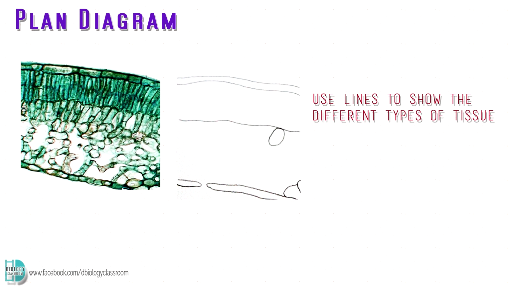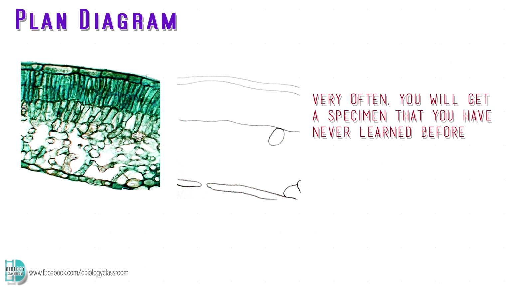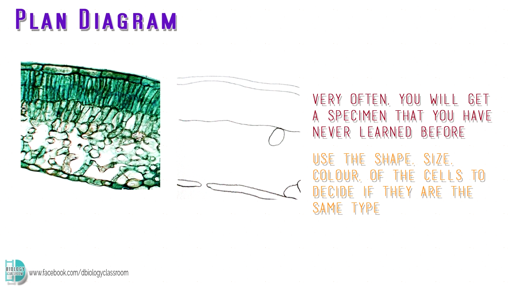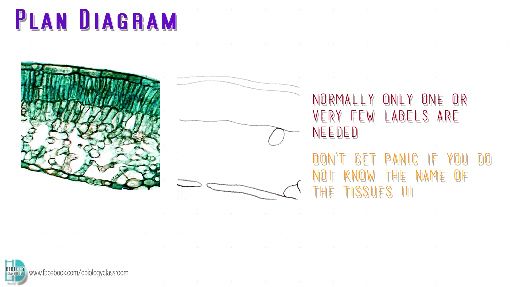Let's say you are given a slide or photomicrograph of a dicot leaf. This is how the plan diagram should look like. You have to use lines to show the different types of tissue that you can see in the specimen and their relative thicknesses. Don't worry if it's a weird looking specimen that you have never seen before. It might happen. Just use the shape, size and color of the cells to decide if they are the same type of tissue. Normally, there's only one or very few labels needed, so it's okay if you do not know the name of all the tissue in the specimen.